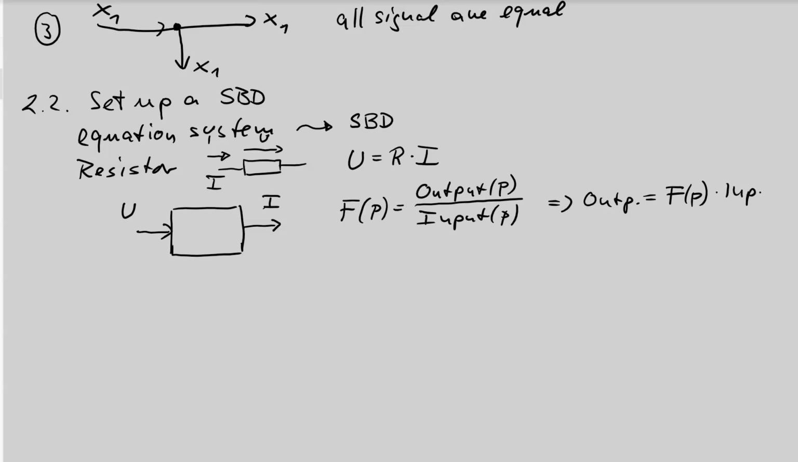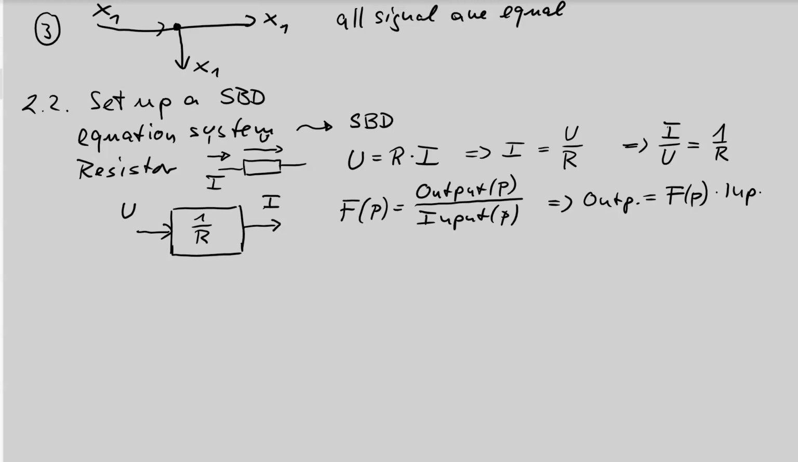So in our case, if I is the output, then we can convert Ohm's law in the way that we can say I, of course, is U divided by resistance. Then the transfer function, if I is the output and U is the input, is I divided by U, which is 1 over R. The transfer function in this case is the inverse of the resistance, the admittance.